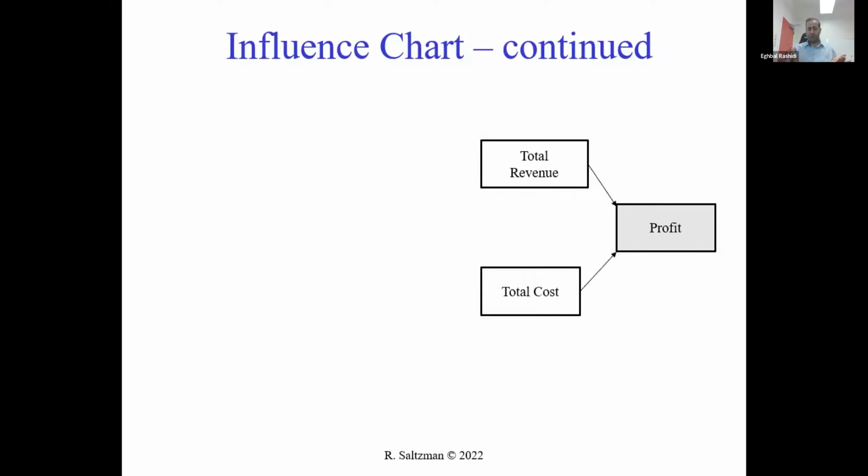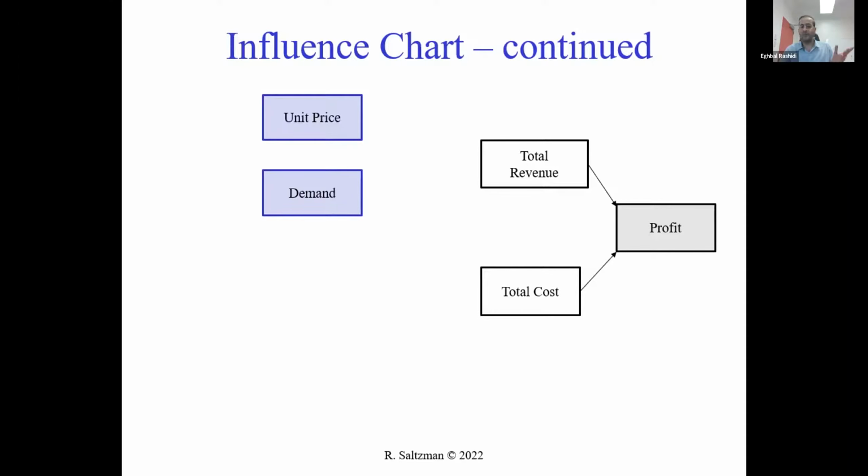So what goes to total revenue and what goes to total cost? What goes to total revenue is, of course, the price tag, how much you can actually sell the items, and also the demand. That means how many you can actually sell, which also here is how many you produce. That's a simplification assumption that we have made. And for total cost, we have the unit cost, the fixed cost, and also the demand. That's how much you actually produce.